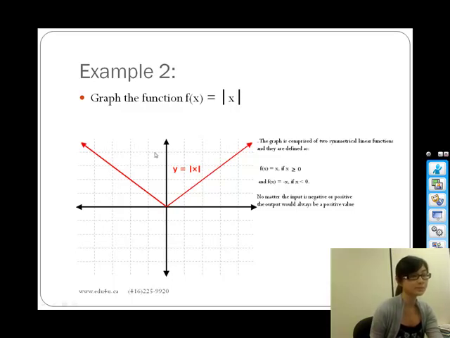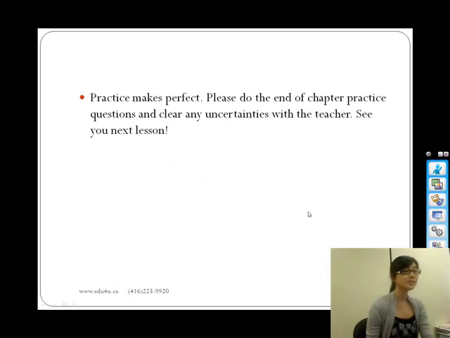You can see that no matter whether the input is negative or positive, the output will always be a positive value because we have nothing underneath the x-axis.